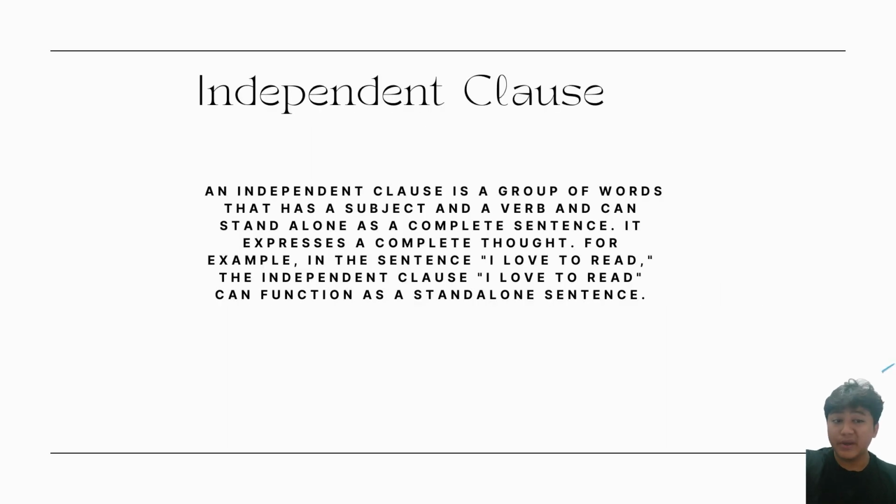And the last is independent clause. An independent clause is a group of words that has a subject and a verb and can stand alone as a complete sentence. It expresses a complete thought. For example, in the sentence, I love to read, the independent clause, I love to read, can function as a standalone sentence. That's the last, independent clause, the meaning and the example of independent clause.